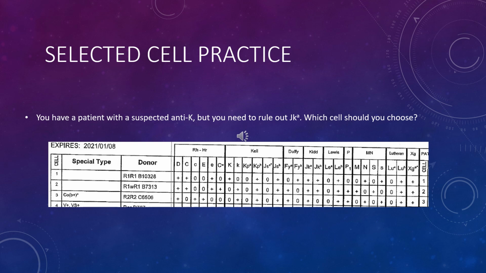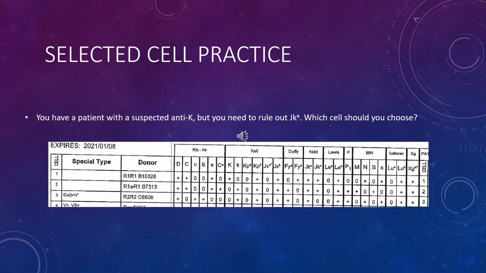And then this slide is intended to be practice for selecting cells in case you weren't able to resolve or fully identify your antibody in the first panel. If you were unable to, I think in this instance, what is it, rule out? Yeah, oh yeah, you couldn't rule out JKA with your initial panel. So now you're looking at some cells that you might want to use.